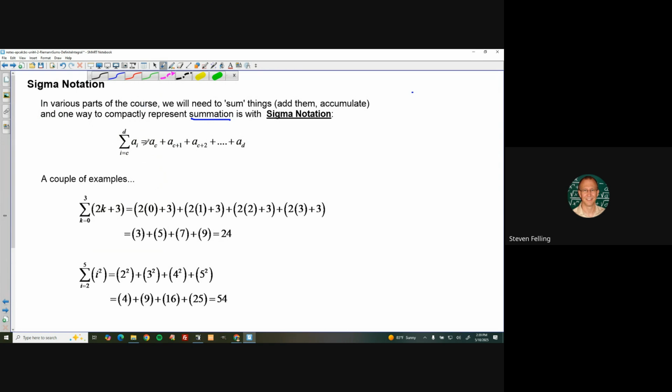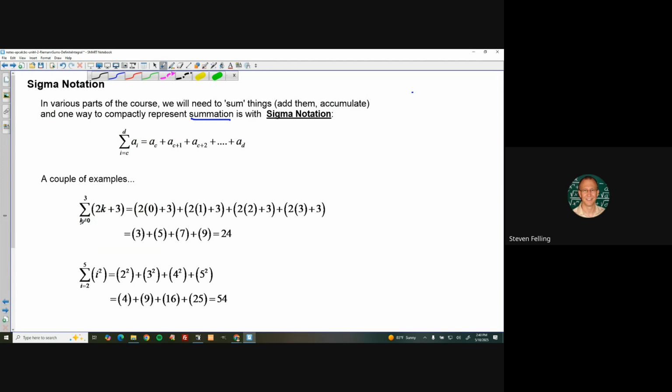A couple quick examples. Let's say the rule is 2k plus 3, and we are going to sum up all the terms generated from this finite series if k starts at 0 and goes up by 1 until we get to 3. That means you would plug in a 0, so you'd get 2 times 0 plus 3, which is a 3 for the first term. Then you'd increase k to 1, and this becomes 2 times 1 plus 3, which is 5. Then you'd go up to 2, which is 2 times 2 plus 3, which is 7. Then you'd go up to 3, and 2 times 3 plus 3 is 9, and then you'd stop.